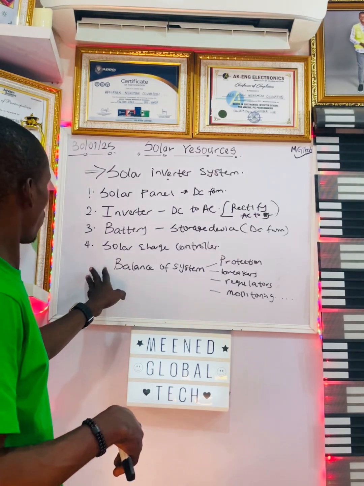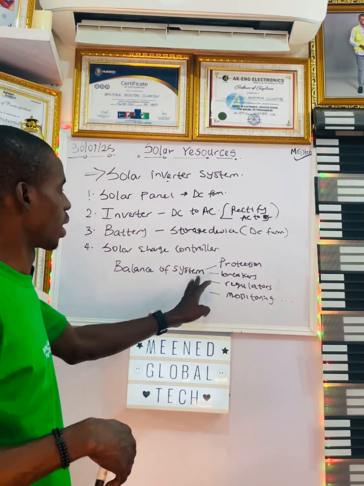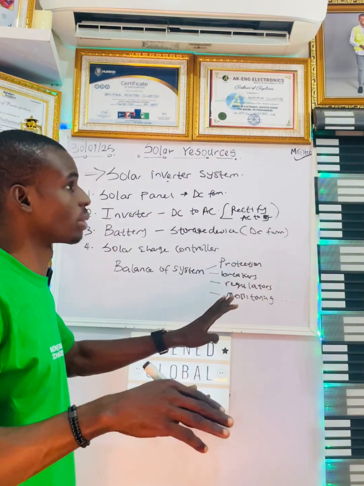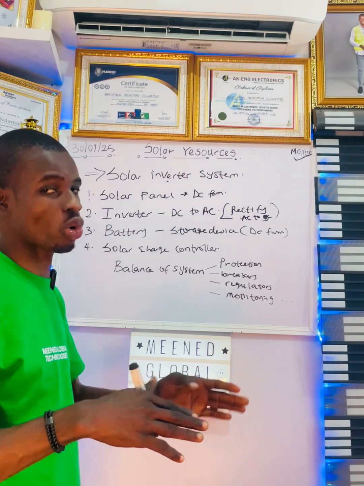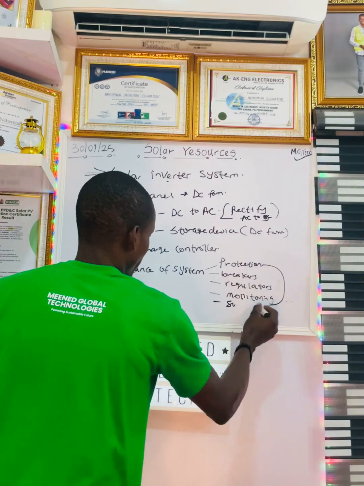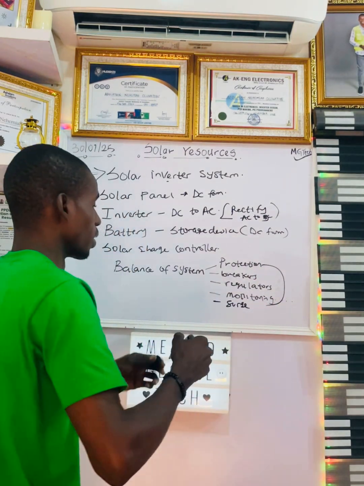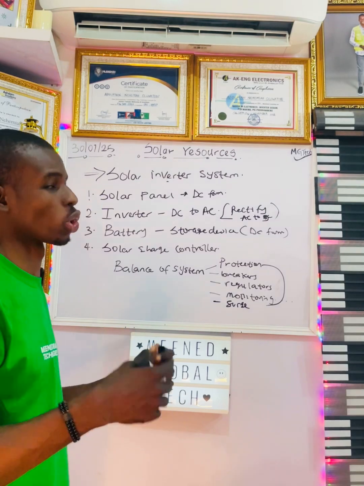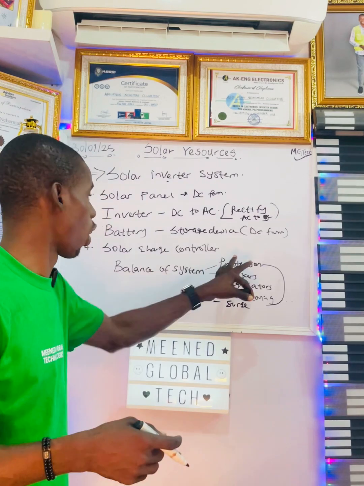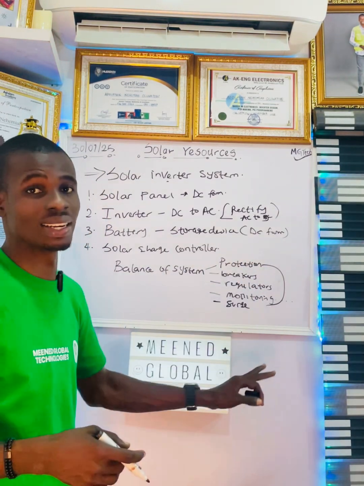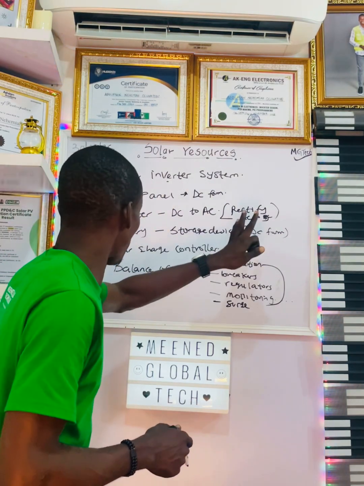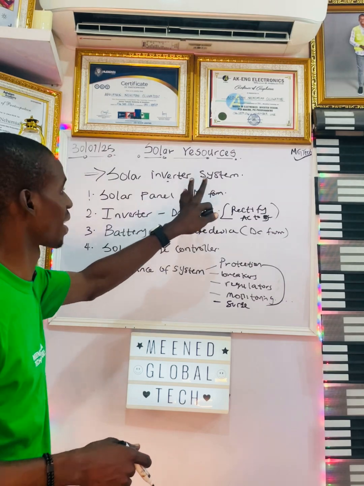All right. So what the balance of system does is just protection. Protection in the sense that if there's a surge, let me add surge to this. Surge is still a protection device. If there's a surge, a short circuit, or an input over voltage, the balance of system will be in charge of handling that. I think with this section, there is proper clarity on what a solar inverter system really means.